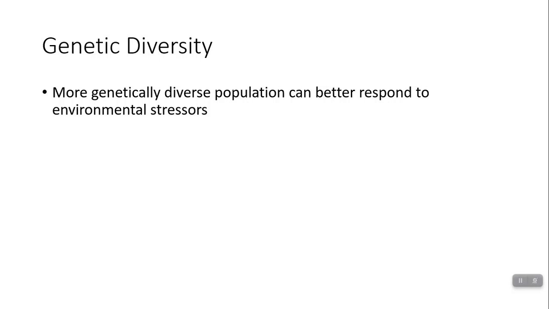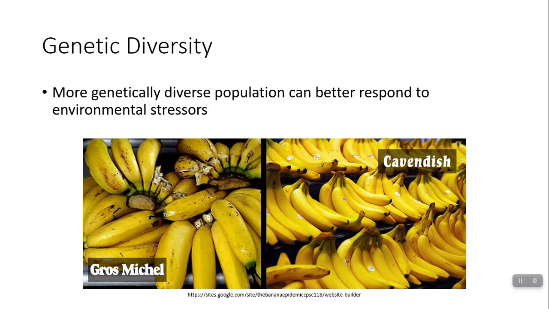And if every organism in the environment is genetically identical, you'll start running into problems because let's say you have bananas. So these are two different varieties of bananas. The ones on the left are called Gros Michel, and these are the bananas that were mostly produced and exported and eaten throughout the world about 60, 70 years ago in the earlier 1900s.